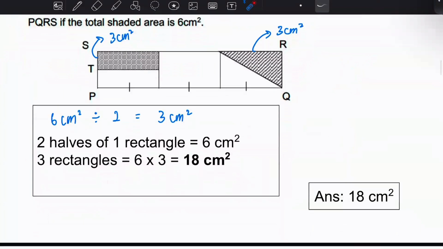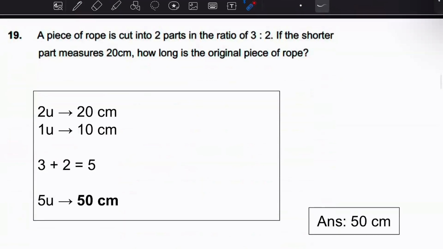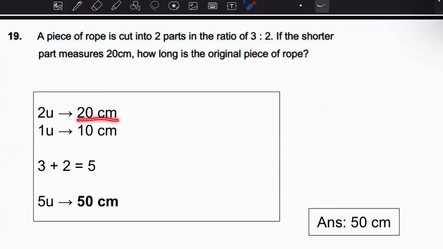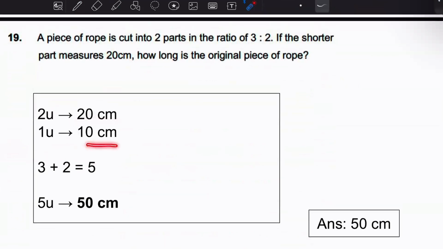Next question. Question 19. A piece of rope is cut into 2 parts in the ratio of 3:2. If the shorter part measures 20 centimeters, how long is the original piece of rope? Which one is the shorter part? Which one is the shorter ratio? Obviously, between 3 and 2, the shorter one would be 2. So 2 units is 20 centimeters, and then 1 unit is 10 cm.